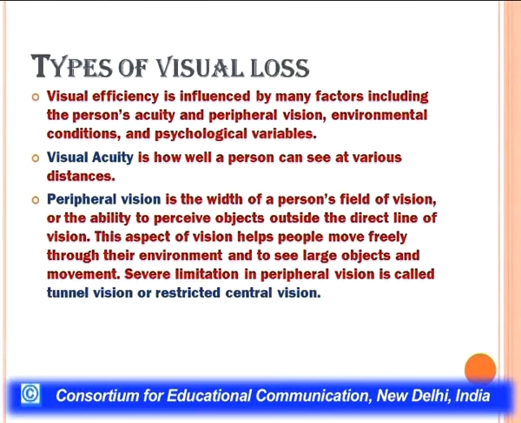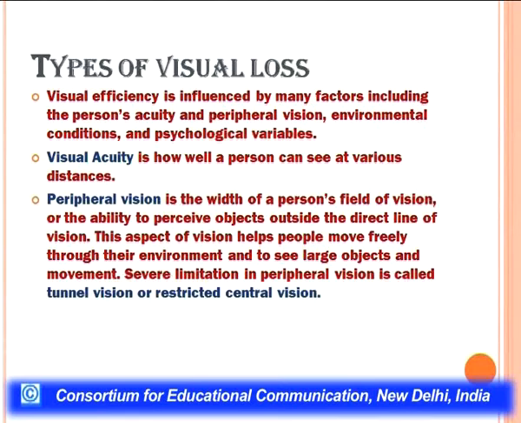So, types of visual loss. Visual efficiency is influenced by many factors, including the person's acuity and peripheral vision, environmental conditions and psychological variables. Visual acuity is the term which denotes how well a person can see at various distances.